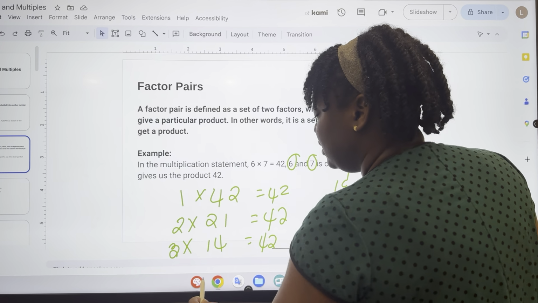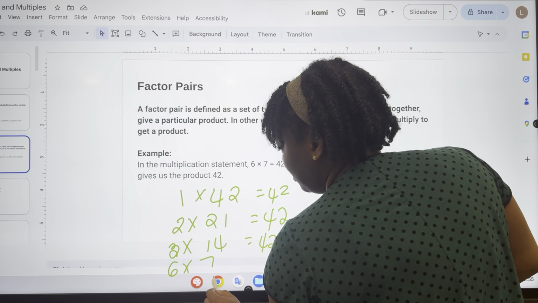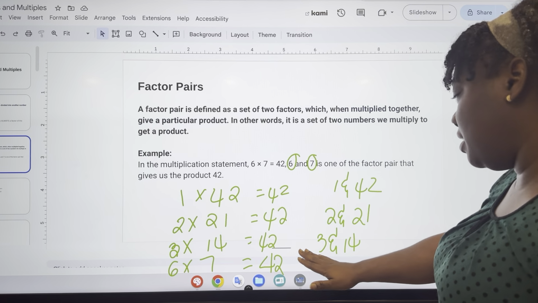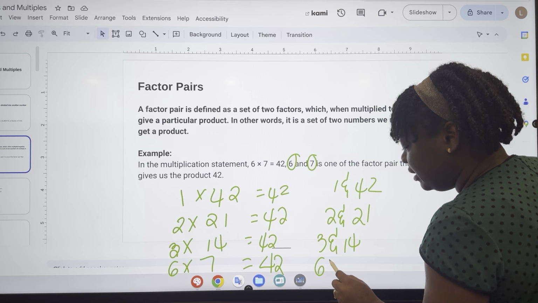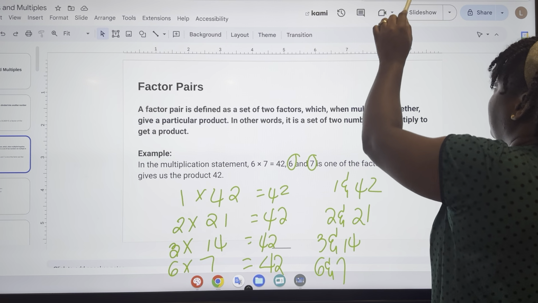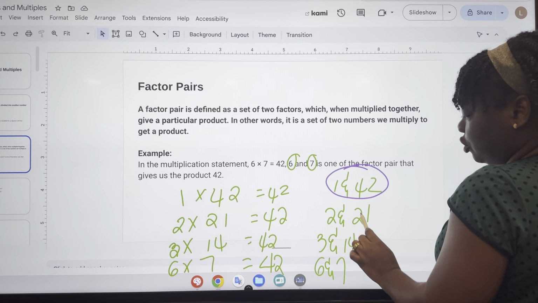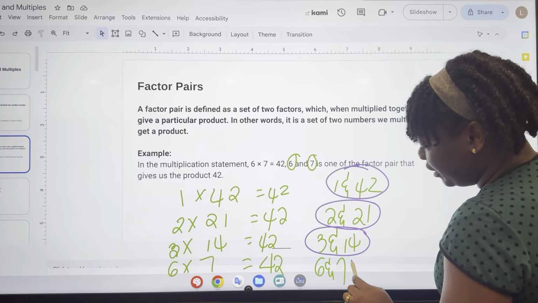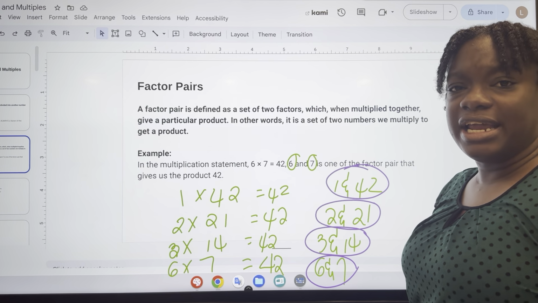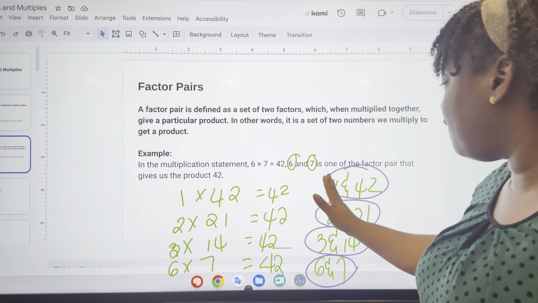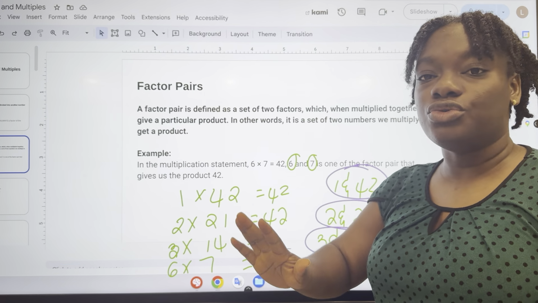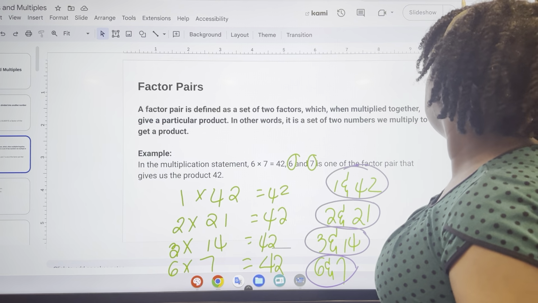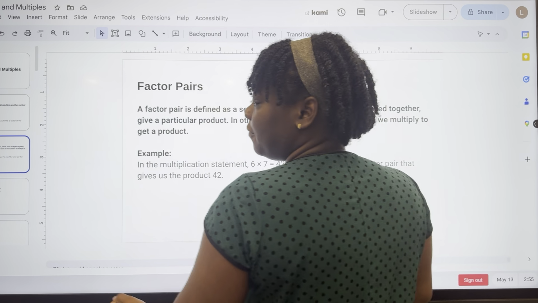And then we have 6 times 7 equals 42. And that would give me another factor pair, 6 and 7. So let's highlight them. 1 and 42, 2 and 21, 3 and 14, 6 and 7. All right, so those are factor pairs of 42. So you can go about listing your factor pairs of any given number just like that. Now let's go a little bit further.